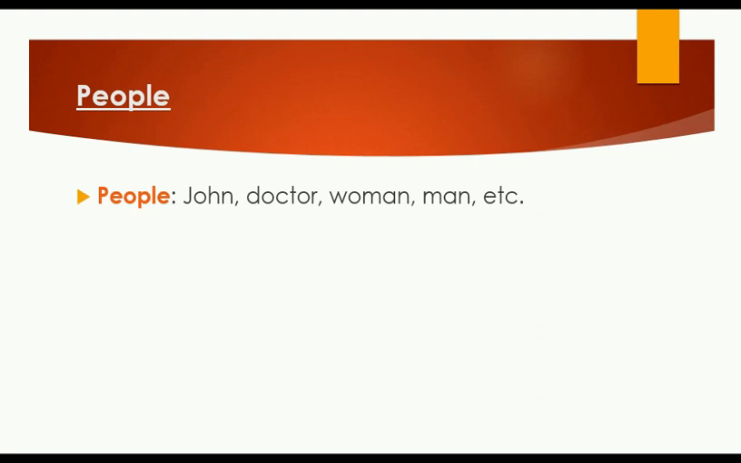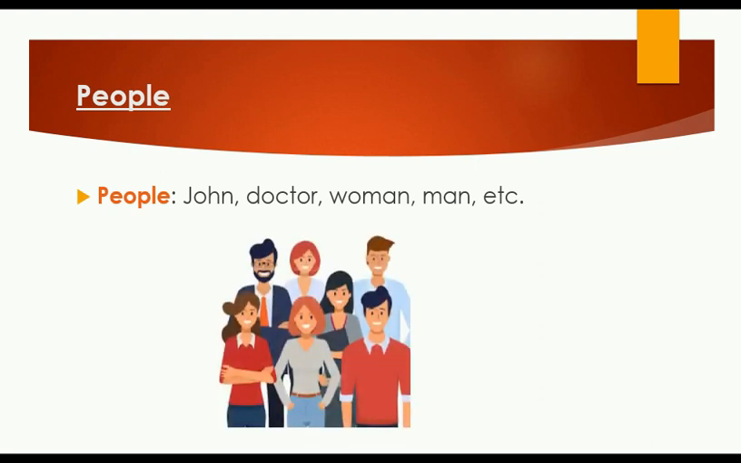For example, we have the names of people like John, doctor, woman, man, etc. John is a name of a person that we can see, touch, hear. Doctor is a profession of a person. Woman and man: here we are talking about gender, and we can distinguish between a woman and a man. So this is why we call them concrete nouns.